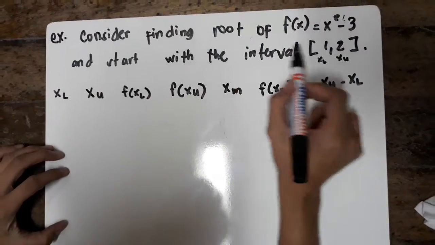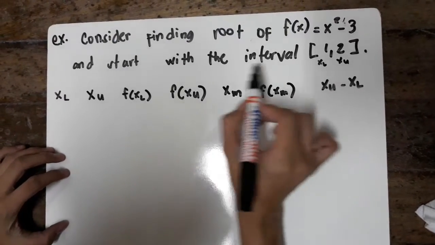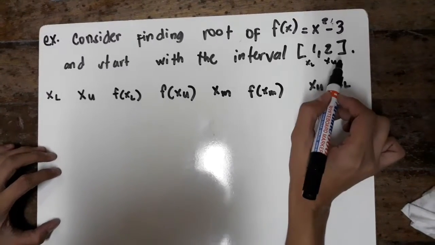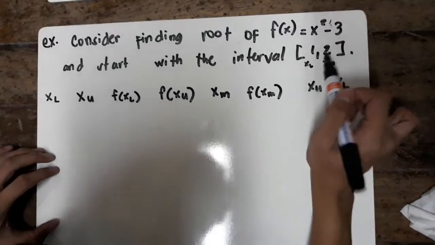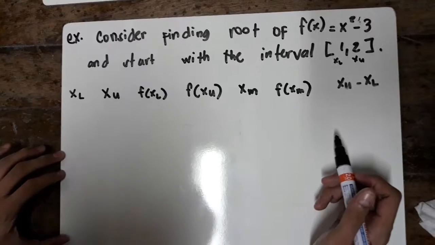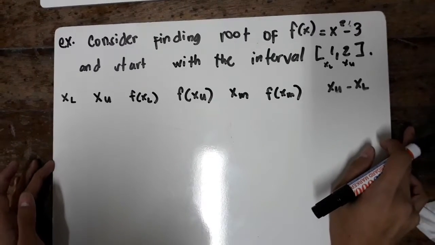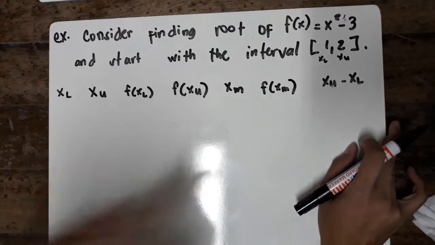Consider finding the root of f of x equals x squared minus 3, and start with the interval 1 and 2. So 1 and 2 is our interval, and this is our x sub l and x sub u. Let's substitute the values of x sub l and x sub u. I use a table so that it is easier to solve the problem.